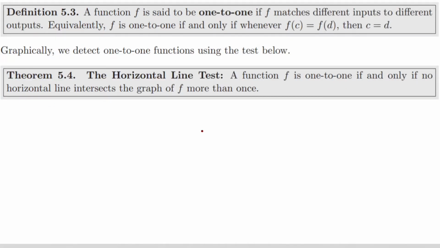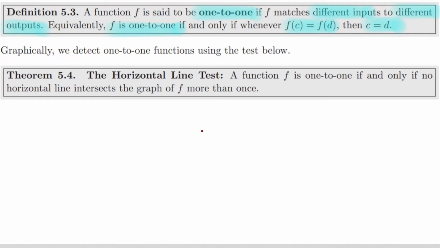Next, we need to understand what is meant by saying a function is one-to-one. So a function is one-to-one if the function f matches different inputs to different outputs. Or we could say that f is one-to-one if and only if, whenever the y's are equal, then the x's have to be equal. And we'll do some of this, f of c equals f of d, then c equals d type of proof a little later.